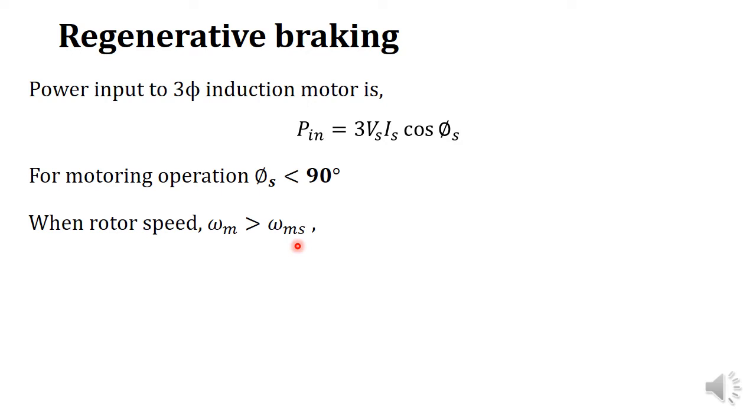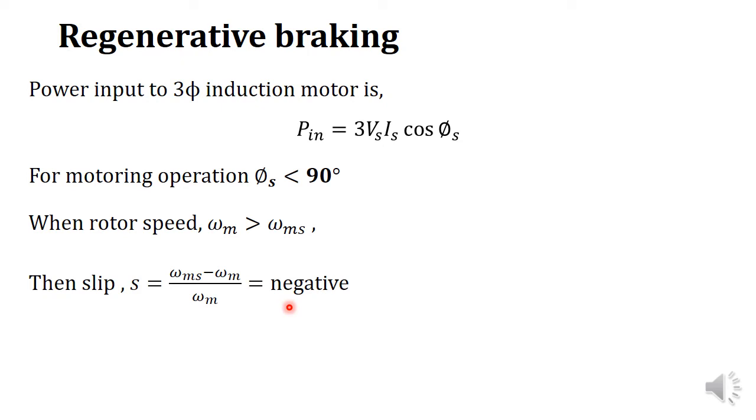Then the slip is S = (omega ms minus omega m) by omega ms. This is the equation for slip. In this equation, if omega ms is smaller than omega m, then the slip will become negative. If slip becomes negative, the rotor induced EMF as well as the rotor current will be reversed.